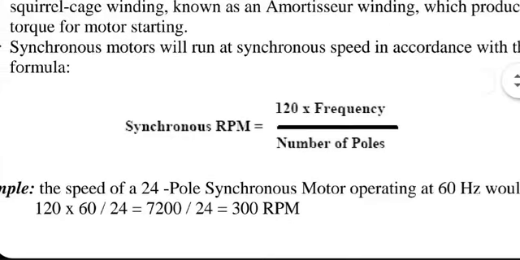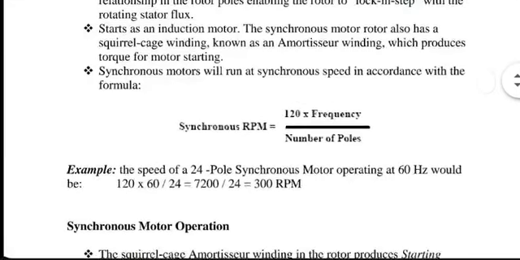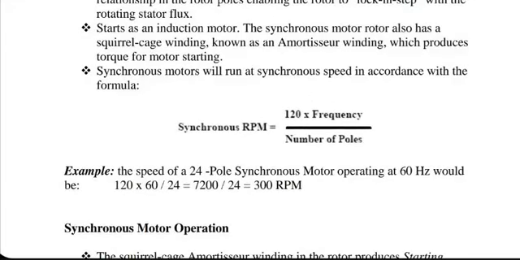So in fact, there is a small example here. The speed of a 24-pole synchronous motor operating at 60 hertz would be very easy to calculate, but try to capture the reality from the practical point of view. You are getting a low speed motor for this case. If you want to increase the speed, the number of poles will have to be reduced. It is possible, and we'll be doing it next time.